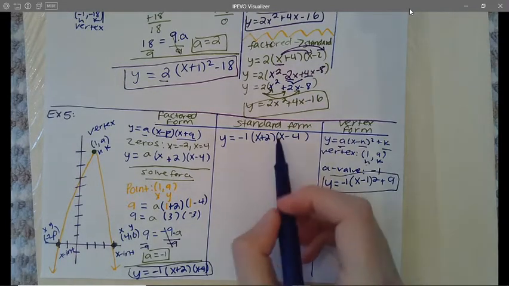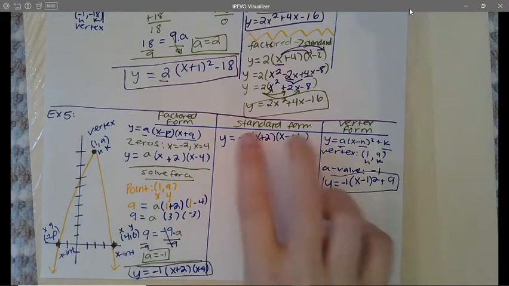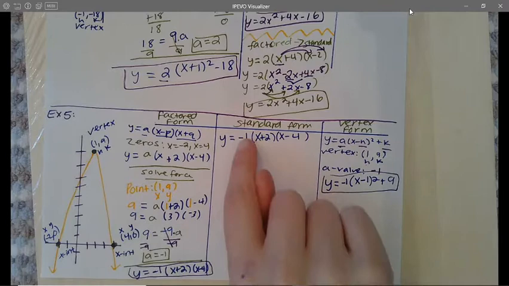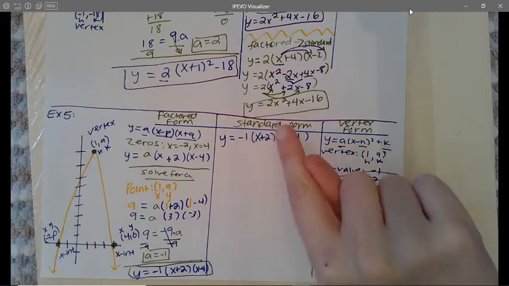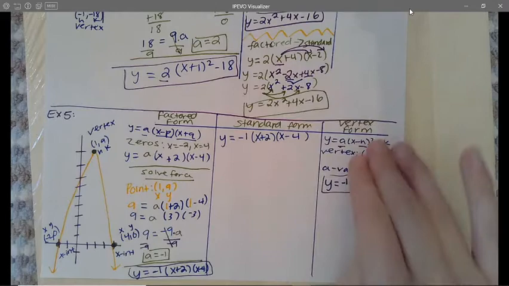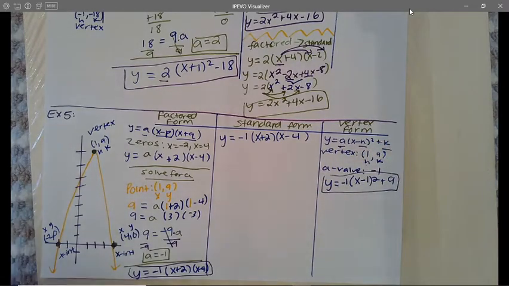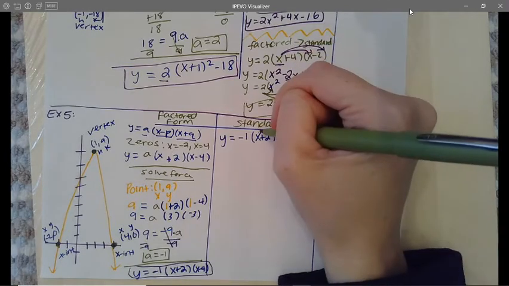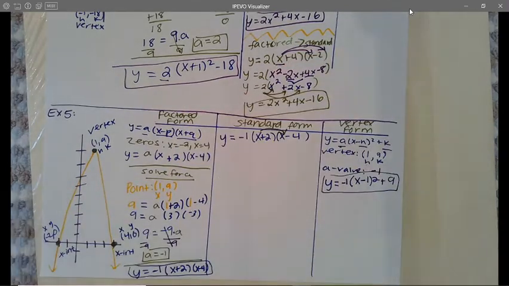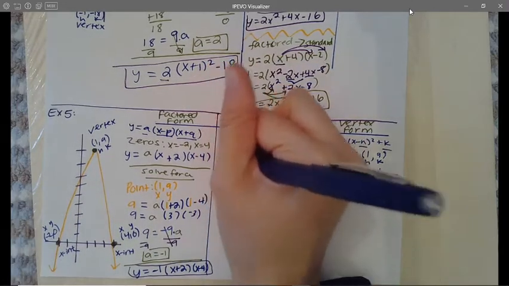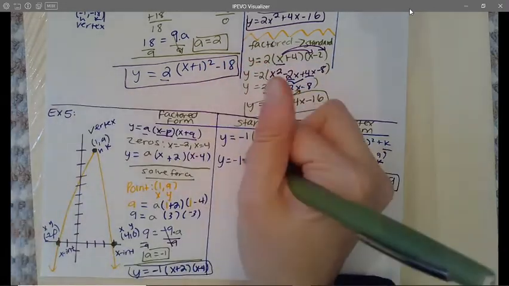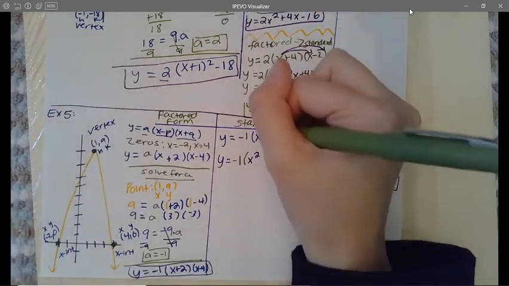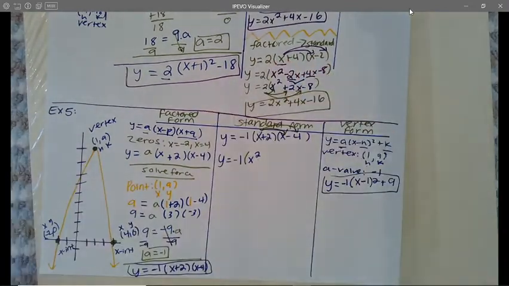Okay, let's start solving again. I like to do the two parentheses first and then deal with the -1 later. Again, you can distribute the -1 to the first parenthesis, just be careful not to keep distributing after that. So I'm going to start here. I'm going to multiply the x to both terms in the second parenthesis. So x times x will be x squared, so we have -1 times x squared. And then we have x times -4 is -4x.